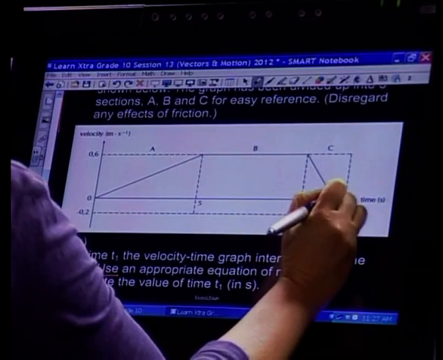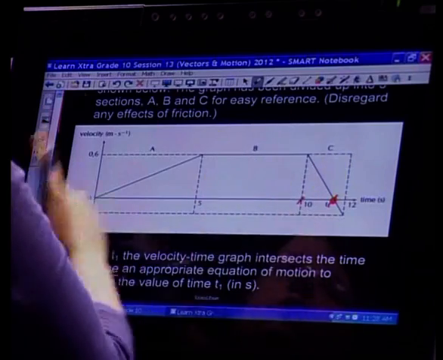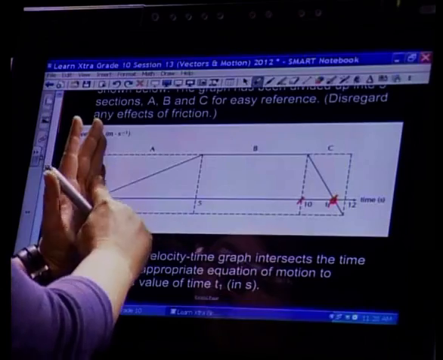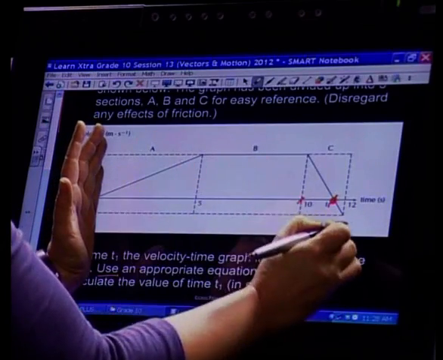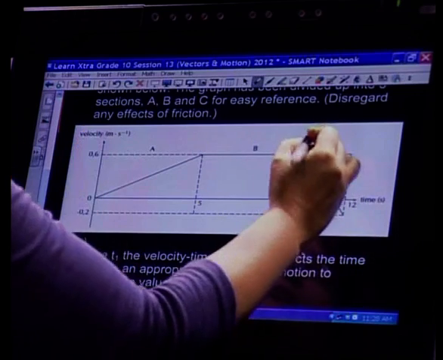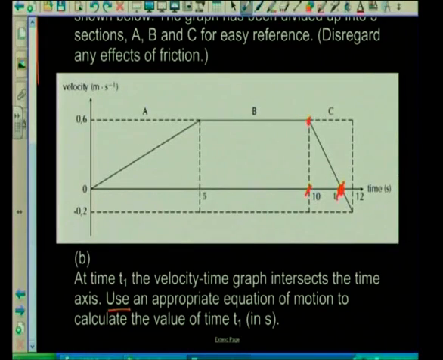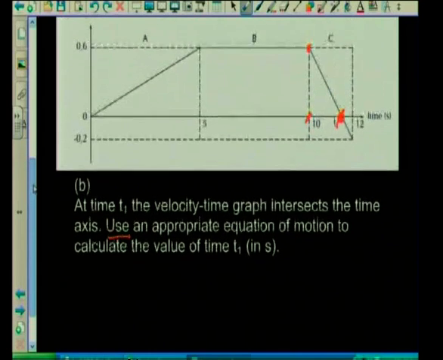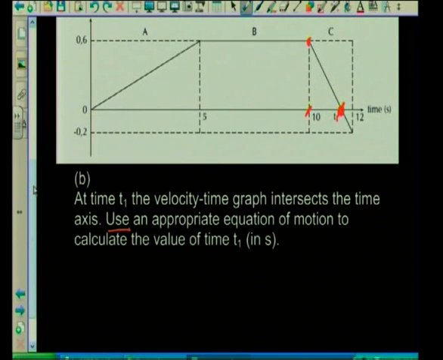That means I need to know the time from here to here, 10 to T1. How long does it take? I cannot start this from 0 because the acceleration changes. There are 3 sets of motion. I'm going to start here. So what I'm going to do with this one is say that from the graph, I realize that VI is 0.6. All right? I realize VF is 0. That's the trick here.